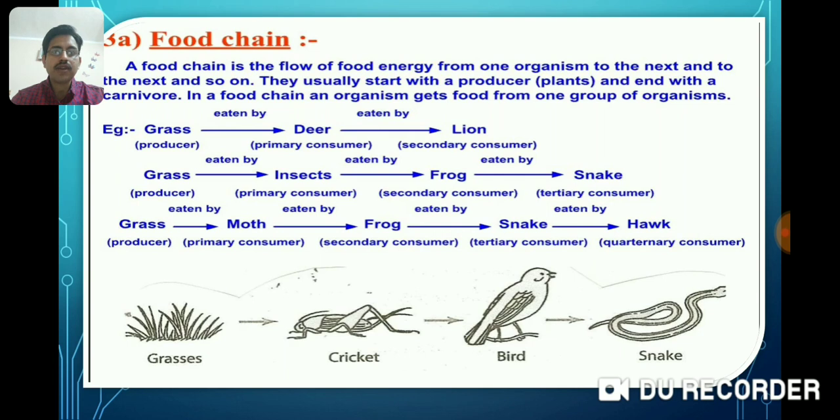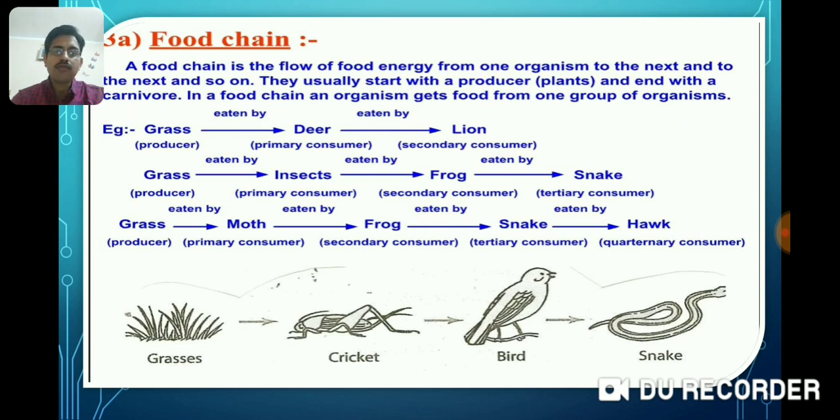Similarly, we have a 5-step food chain. Grass is eaten by moth, moth is a type of insect. Moth is eaten by frog, frog is eaten by snake, and snake is finally eaten by hawk. Hawk is called the quaternary consumer, the 4th level consumer in this. The food chain thus begins with the producer level and ends with the top carnivorous level. The number of steps or organisms in a food chain are limited to 5 only.